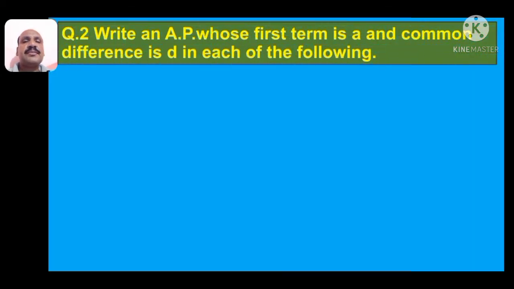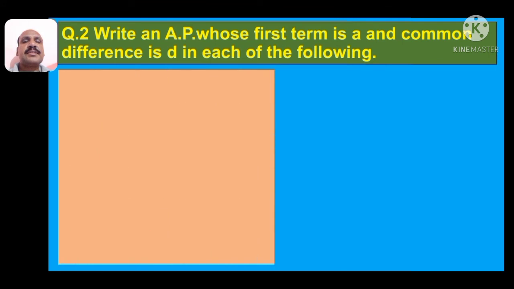Now next question, question number 2. Write an AP whose first term is a and common difference is d in each of the following. Here first, a is equal to 10, first term is equal to 10, and d, that is common difference, is equal to 5. Now we'll find the terms.